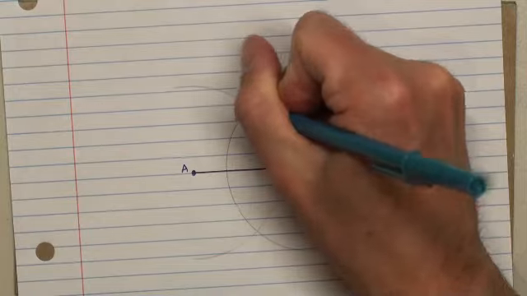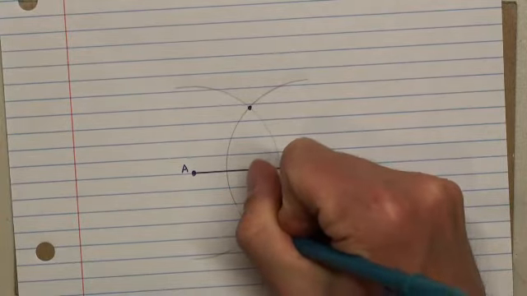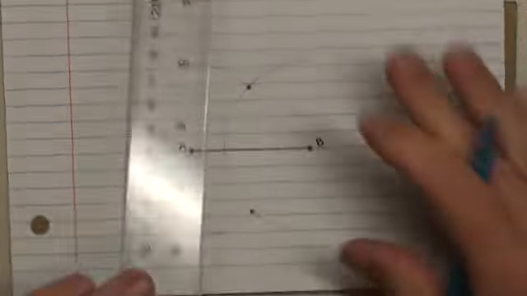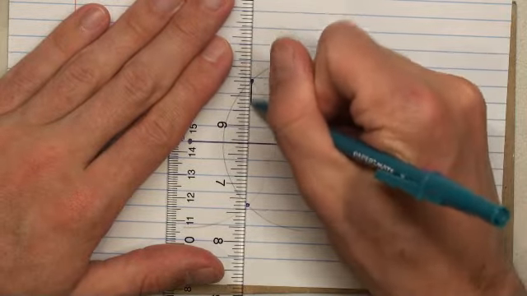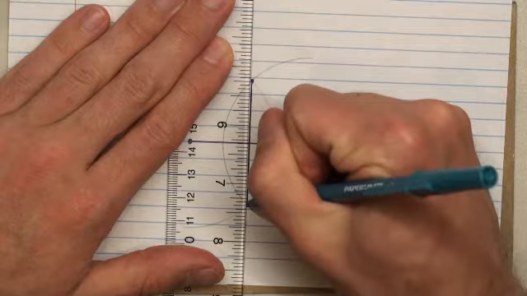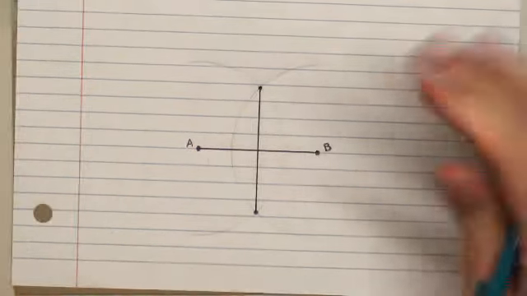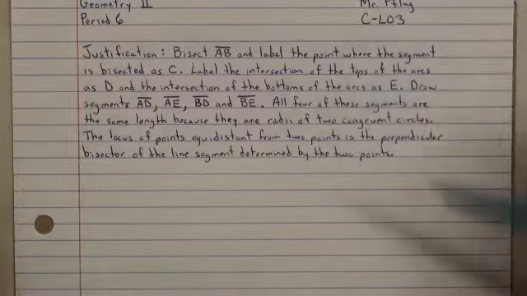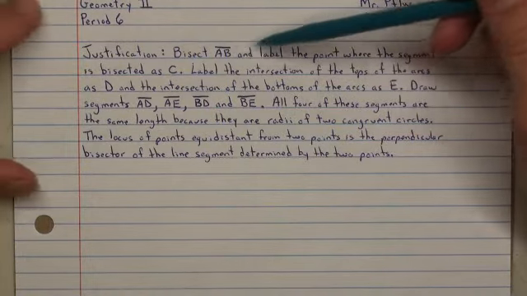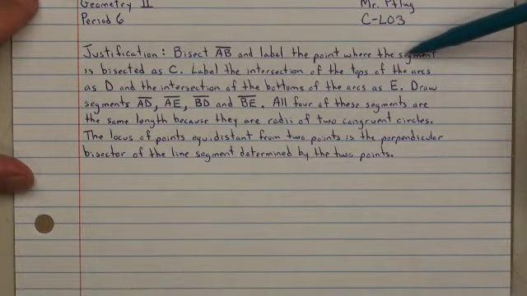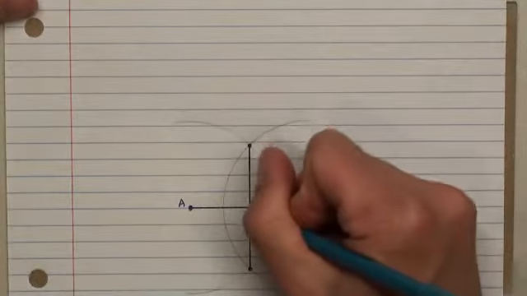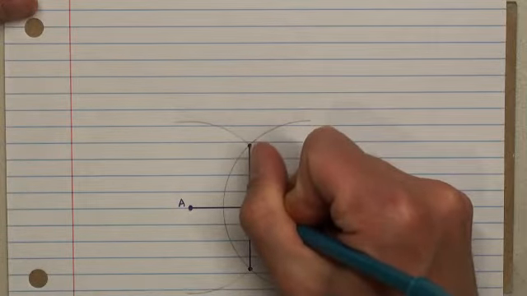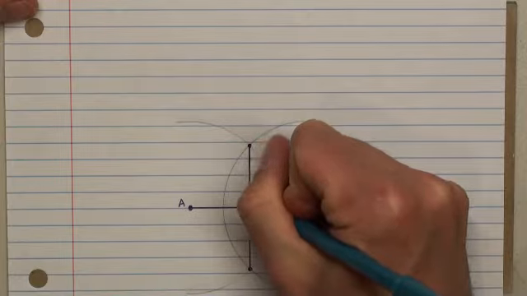Put a point here, put a point here, and connect those 2 points with a line. So now I have a line segment bisecting AB. So let's look, I just did that. Bisect segment AB, and label the point where the segment is bisected as C. So let's label this point, where the segment is bisected, as C.